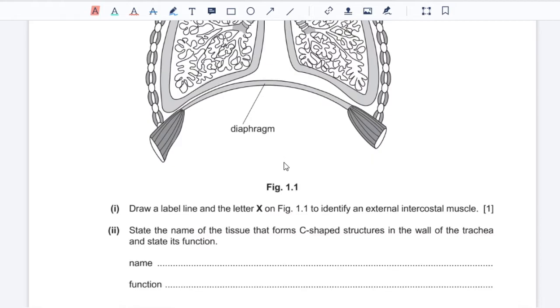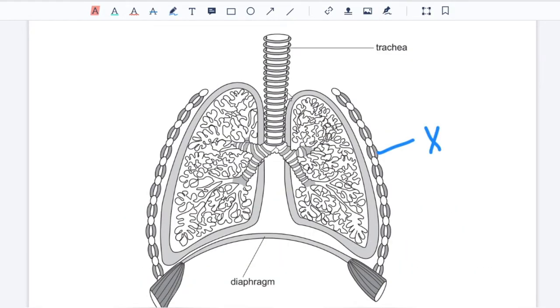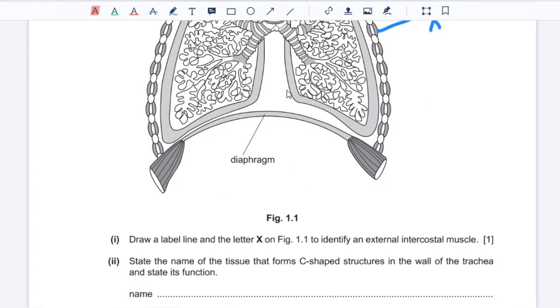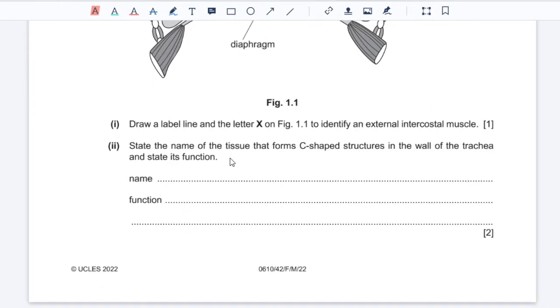State the name of the tissue that forms C-shaped structures in the wall of the trachea and state its function. So that would be the cartilage over here, and this keeps the trachea open and prevents it from collapsing.